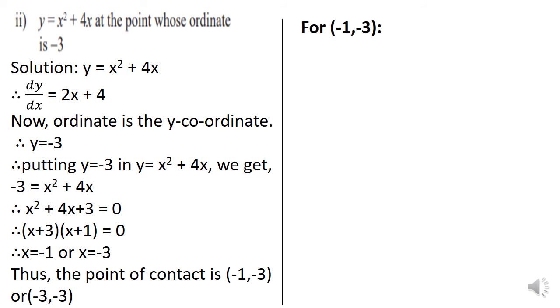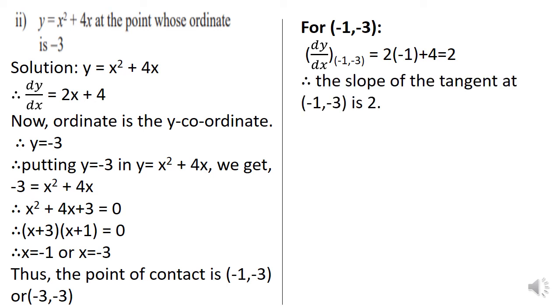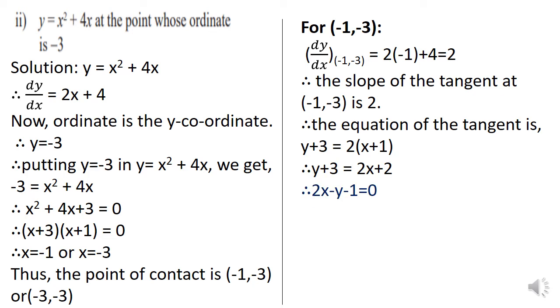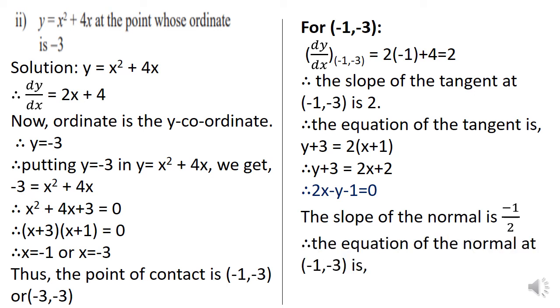Now we consider first (minus 1, minus 3). Here dy by dx, if you remember, is 2x plus 4. So dy by dx at (minus 1, minus 3) becomes 2 into minus 1 plus 4, that is 2. So this is the slope of the tangent at that particular point. Then we can find the equation of the tangent by using the usual formula that is there. Thus here we get the equation of the tangent. Now again for the normal, the slope of the normal becomes minus 1 upon 2. And therefore the equation of the normal at the given point.